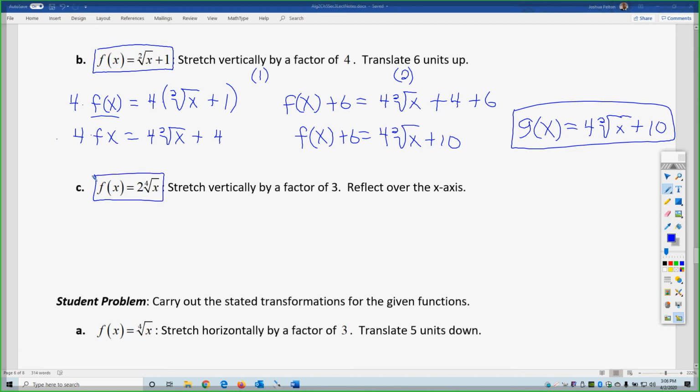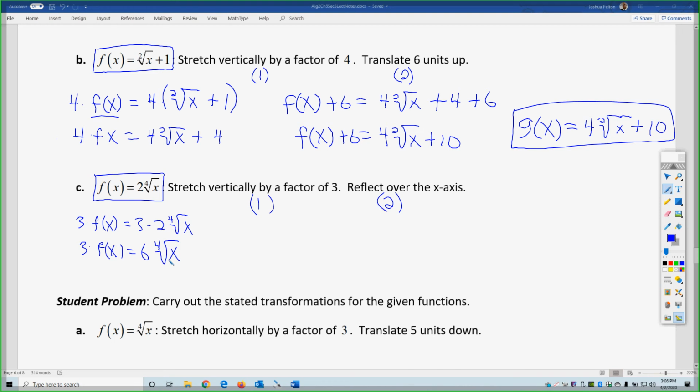We want to stretch vertically and reflect over the x-axis. Well, stretching and shrinking is scaling. That comes before reflecting in the order of transformations. So vertical is on the outside, so stretch by a factor of 3. Okay, so that's 3 times f of x, which goes 3 times 2 fourth root of x. So 3 times f of x is actually 6 fourth roots of x.